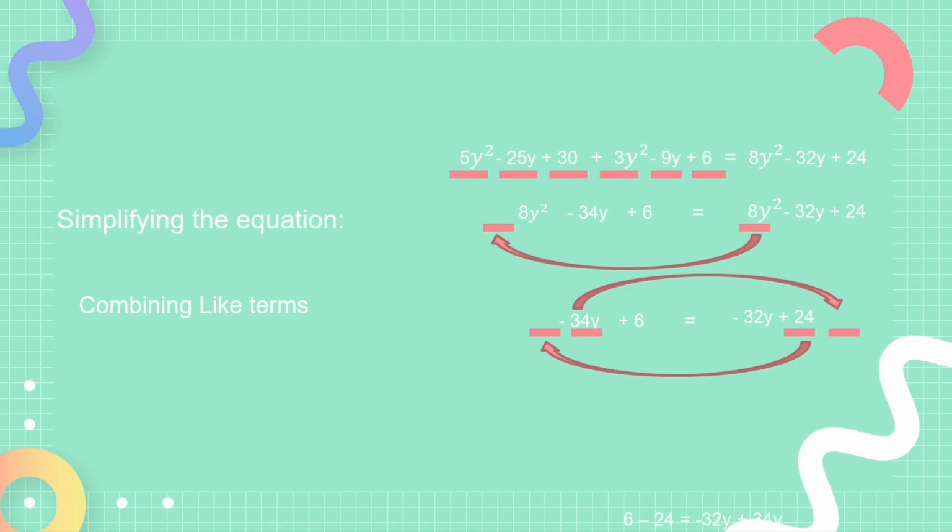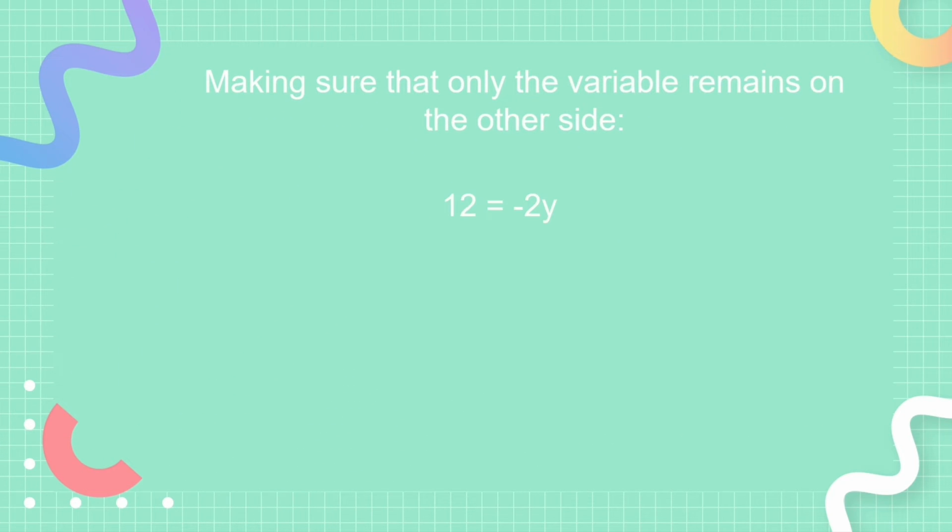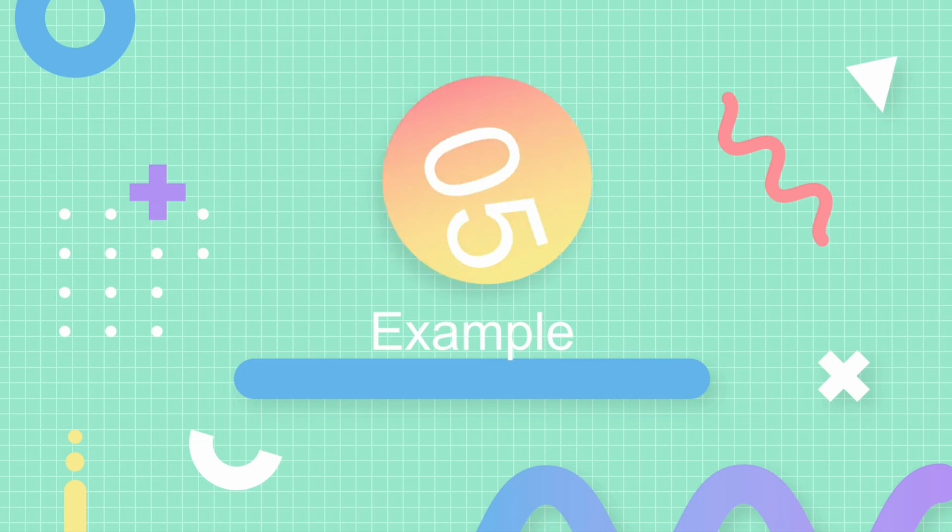So now we have 36 minus 24 is equal to negative 32y plus 34y. If we simplify that, we now have 12 is equal to 2y. Since we have to make sure that only our variable will be left on one side, we have to get rid of the 2 beside y by dividing both sides by 2. Simplify, and finally, we get y is equal to 6. I hope we haven't lost you along the way. Still haven't felt challenged? Here's one last example.